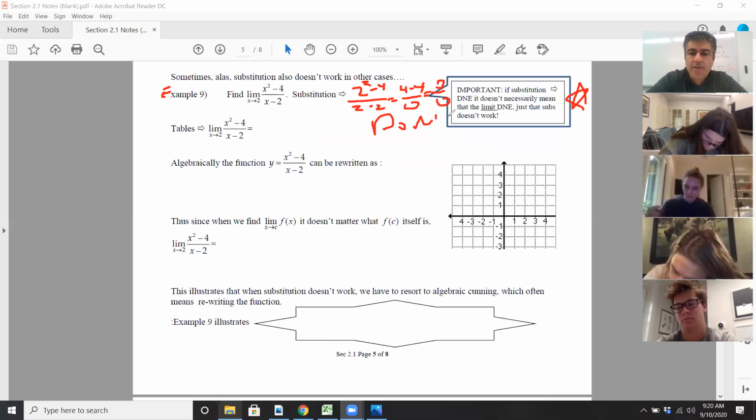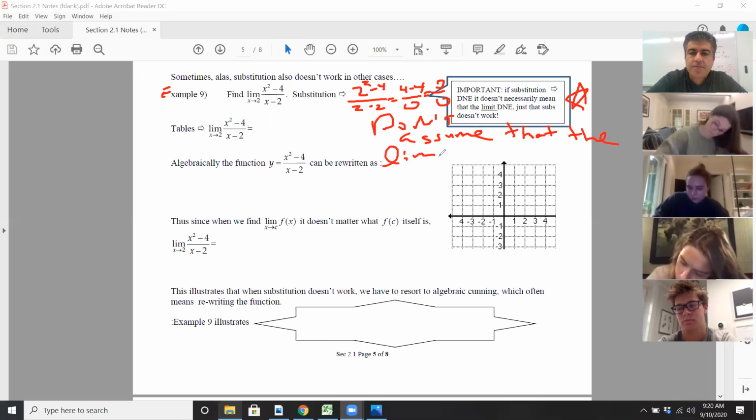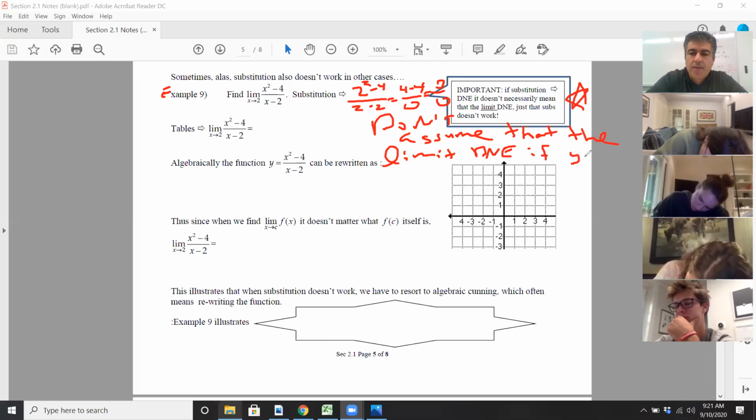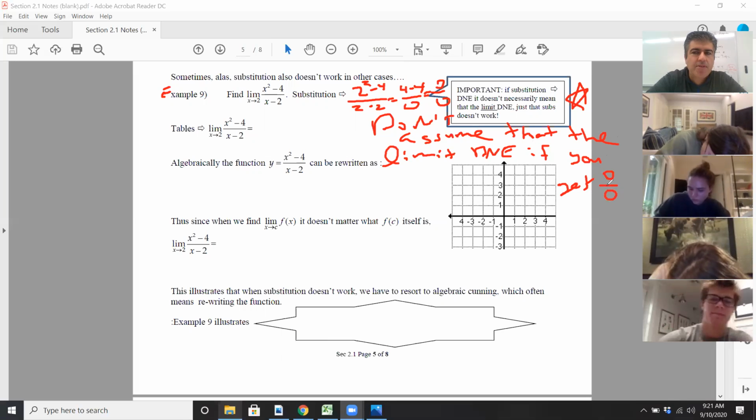Don't assume that the limit does not exist if you get 0 over 0. And actually, I probably should have this discussion right now.